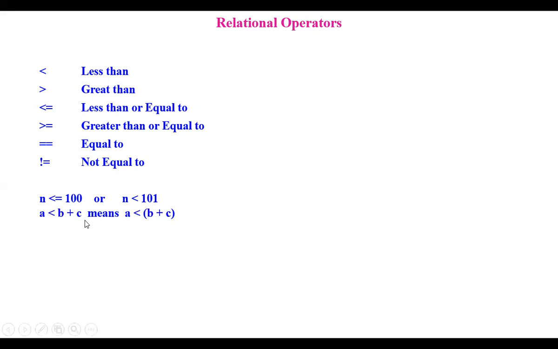When you write it like this, it means b and c should be considered within a bracket, right? Don't think that a less than b only, this is a separate one, right? b plus c is taken as a whole and is compared with a. That is the relational operator.